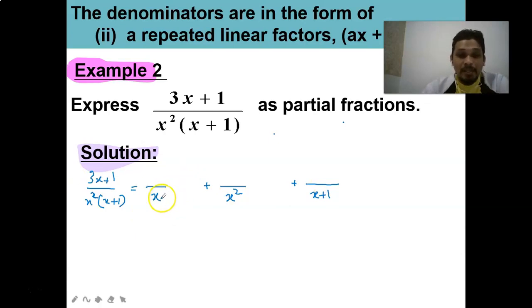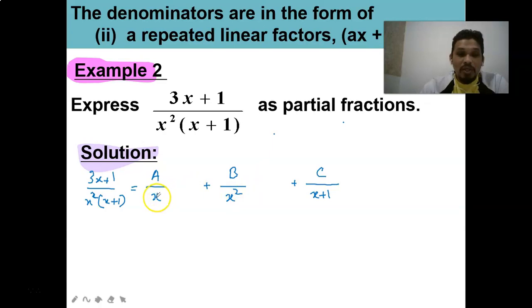Okay, now this is a repeated linear factor, the case of repeated linear factor. So we can just come up with this, we'll write this one above here with the capital letters A, capital letters B. I mentioned earlier, even though this looks like a quadratic x squared, but it's not a quadratic, it is defined as a repeated linear factor of x, so the numerator come up with a B and also C.